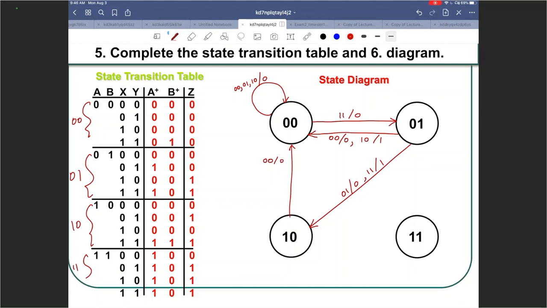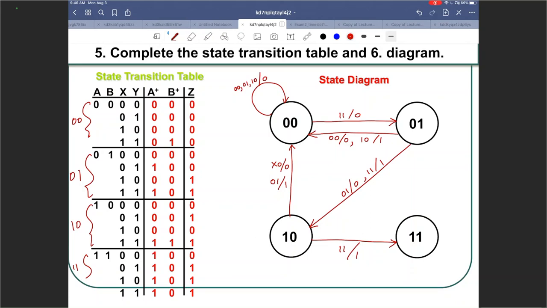Or you get 1 0. So this I can combine because the output is 0 for both. So I can say x 0 output is 0 and I go there. Then 0 1, output is 1. I go there. If I get a 1 1, I go to 1 1. Output is 1.